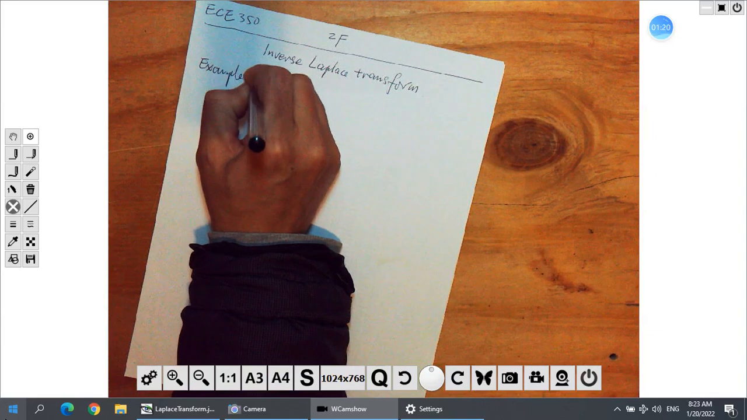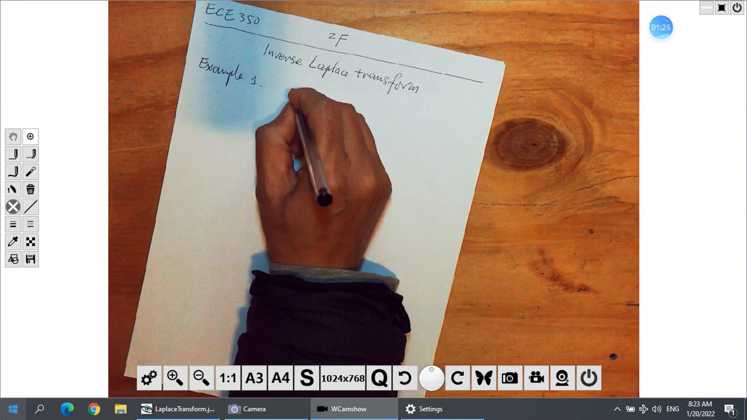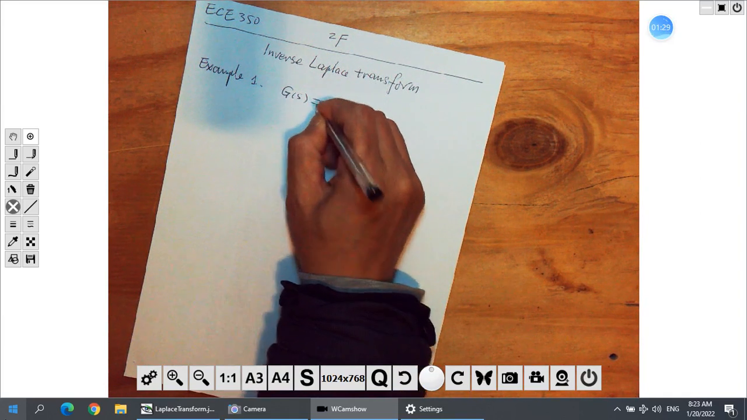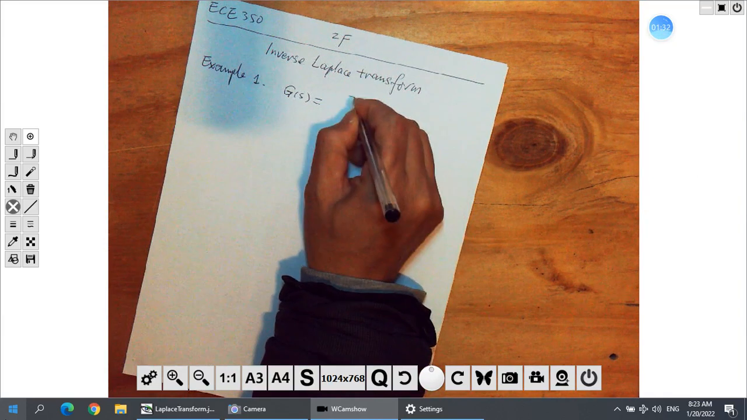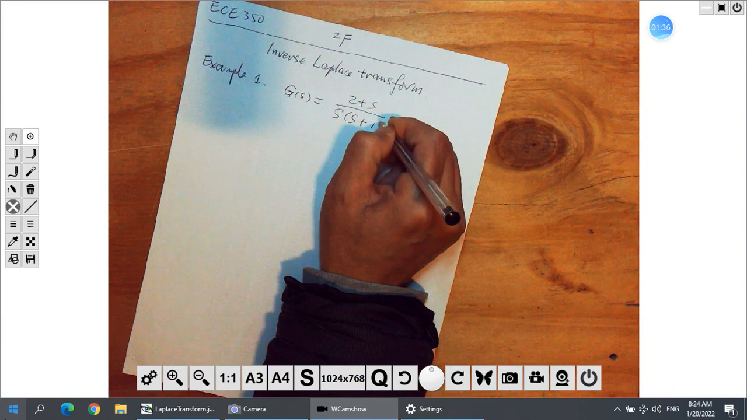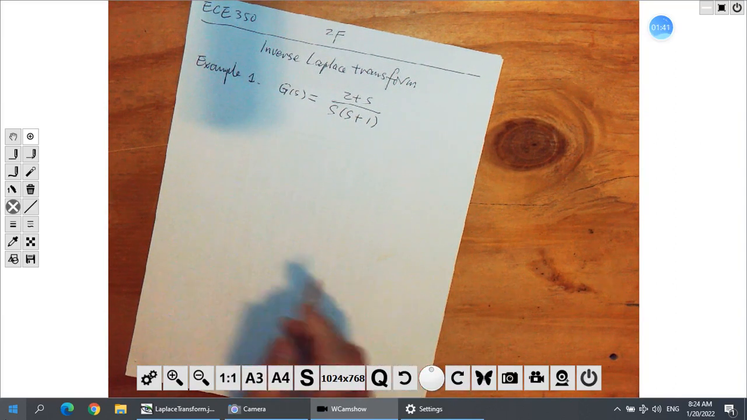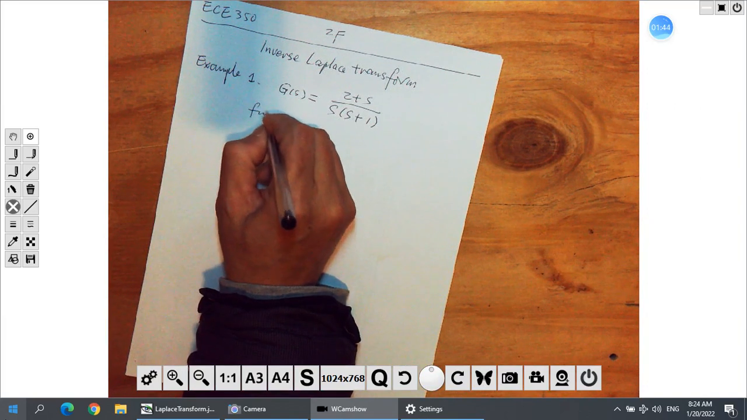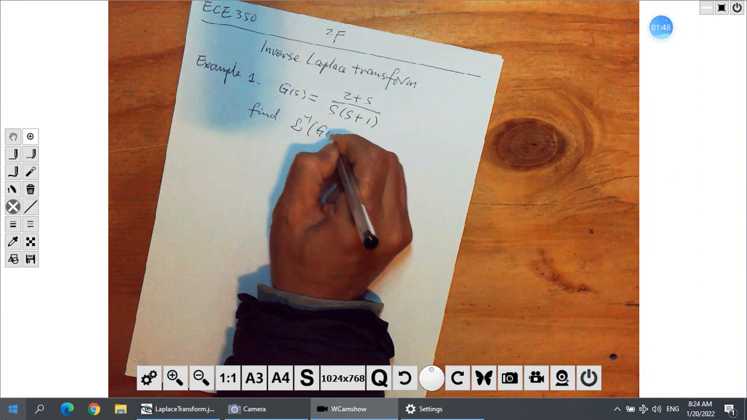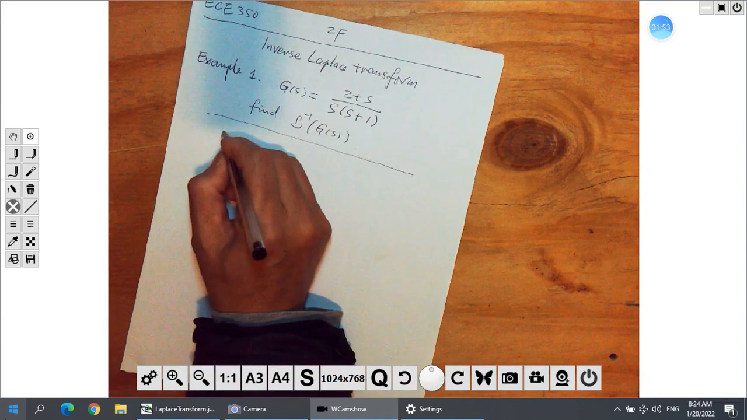Example 1. We consider a signal g of t with a Laplace transform g of s, which is (2 plus s) over s times (s plus 1). Then what is the inverse Laplace transform? Find the inverse Laplace transform of g of s. Okay, how to solve it? We start from g of s.